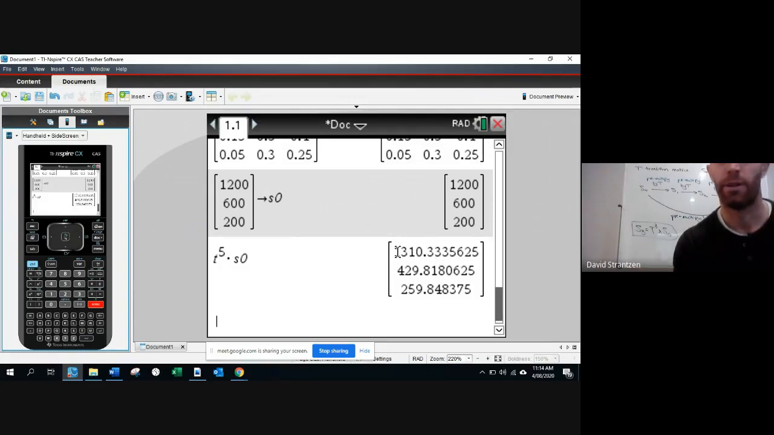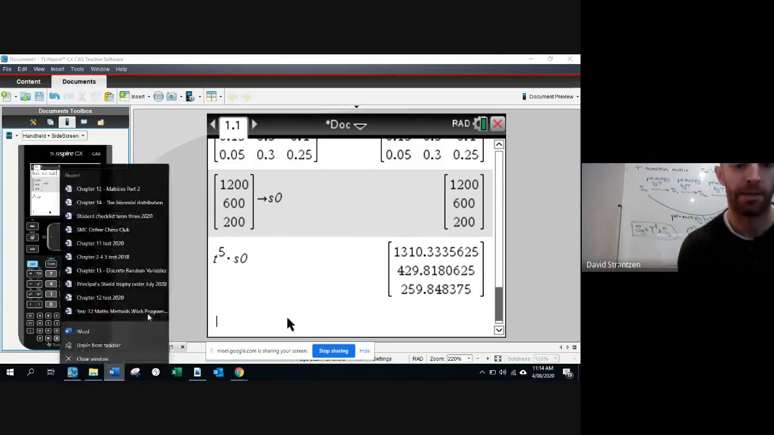Okay, we'll just write down the correct matrix to, let's say, 1 or 2 decimal places. So 1310.33, 429.82, 259.85. But then my worded answer would round to the nearest whole number because it's people. 1,310 people are expected to be happy after 5 days.